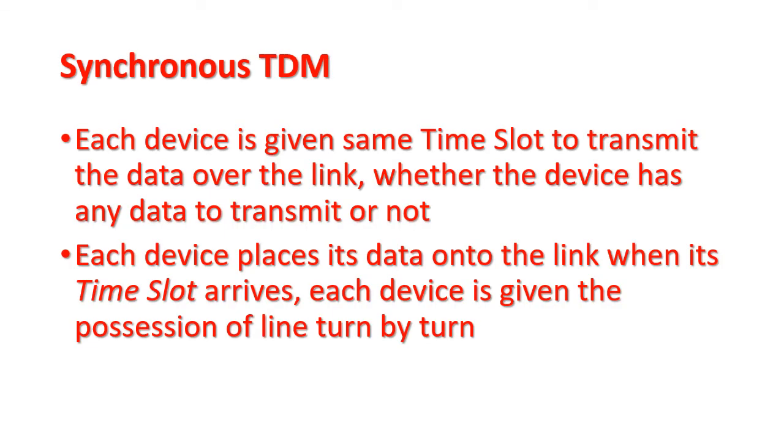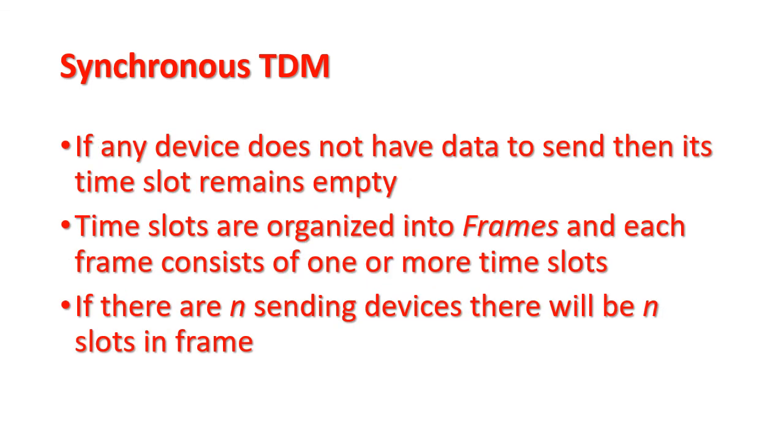Synchronous TDM. Each device is given the same time slot to transmit the data over the link, whether the device has any data to transmit or not. Each device places its data onto the link when its time slot arrives. Each device is given possession of the line turn by turn. If any device does not have data to send, then its time slot remains empty.